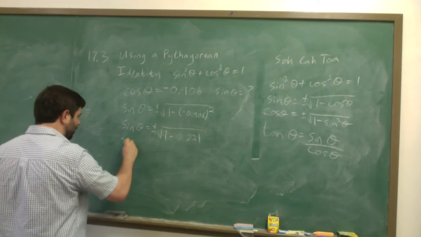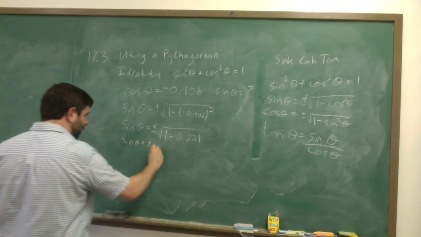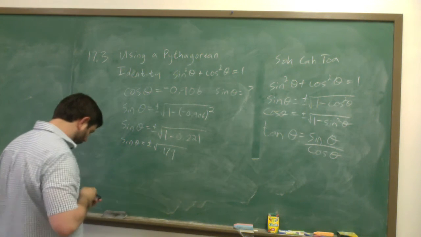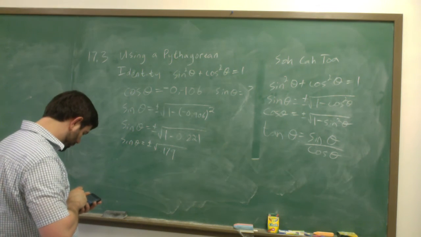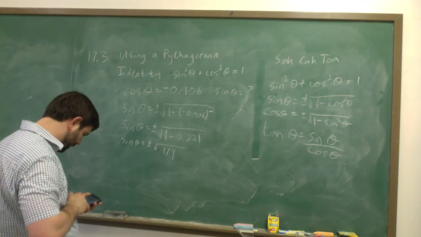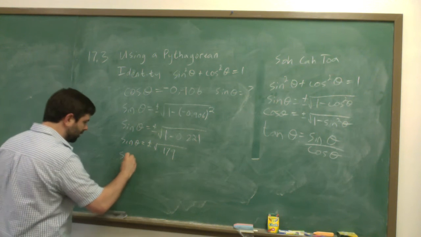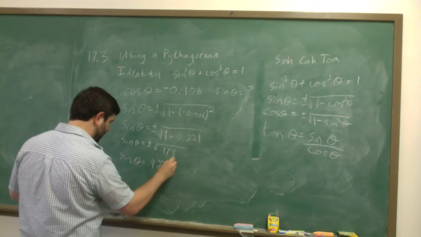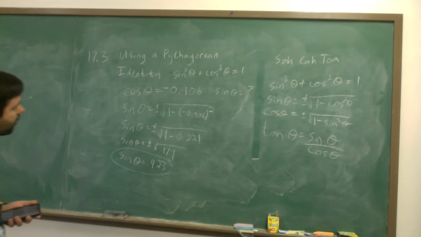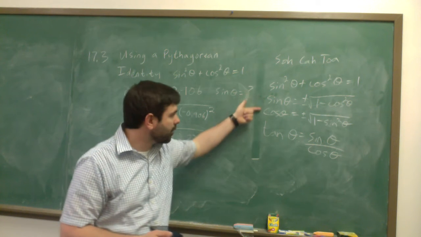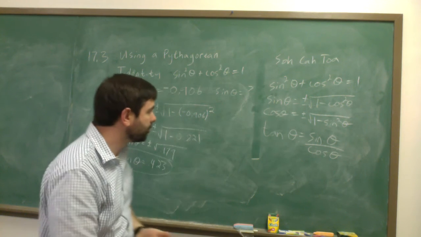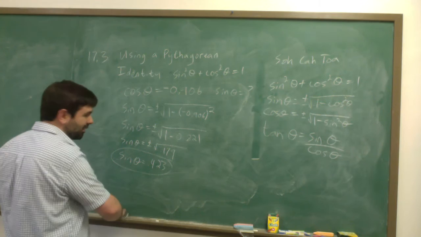Okay. 1 minus our answer. So we get sine of theta equals plus or minus the square root of 0.179. And the square root of that is, so sine of theta equals 0.423. Kind of strange how we can tie those together, but remember, we just got these from sine squared theta plus cosine squared theta equals 1. So you could just plug it back into that and work backwards, and that'd be exactly the same thing.